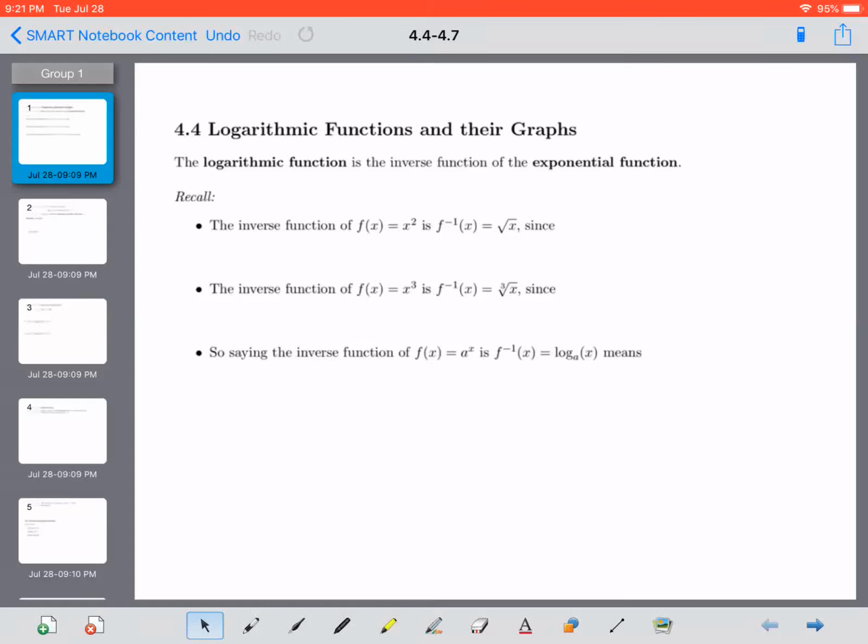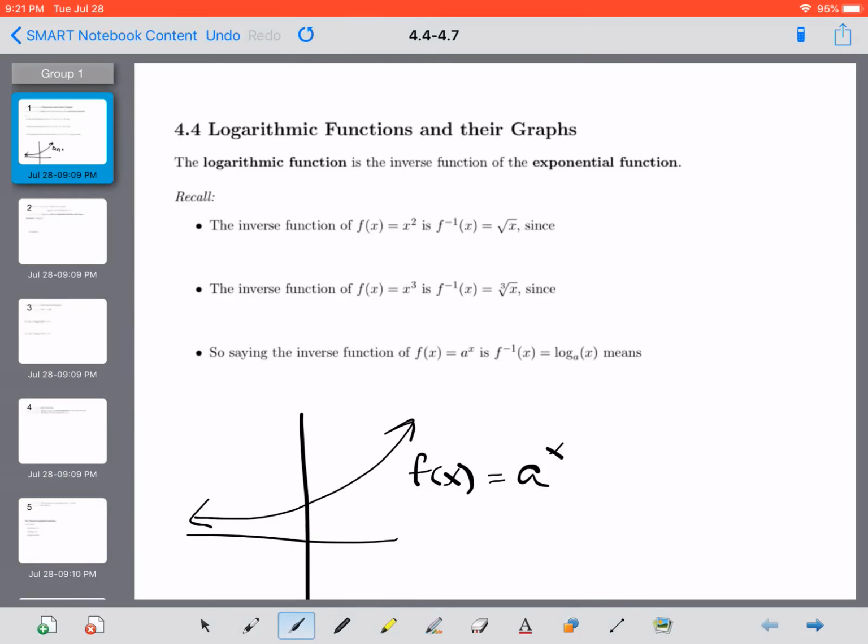We ended our last video on a bit of a cliffhanger. We had seen that the exponential function, for example, let's say f of x equals a to the x, where a is greater than 1, so a is just some real fixed number greater than 1. And we had said that because this function's 1 to 1, it has to have an inverse, and so the inverse should look something like this.